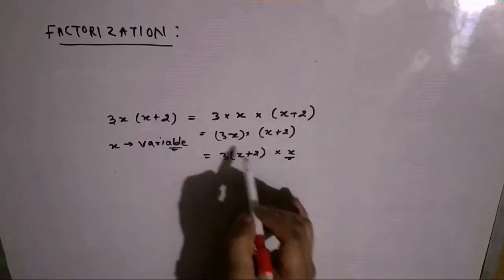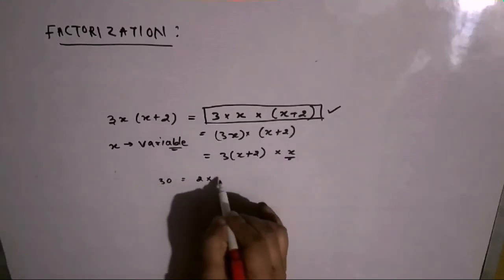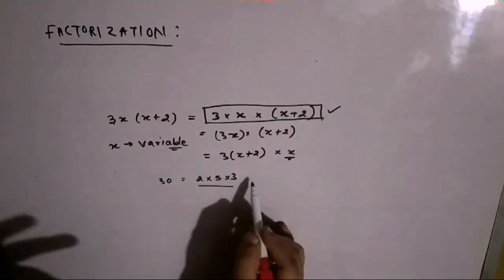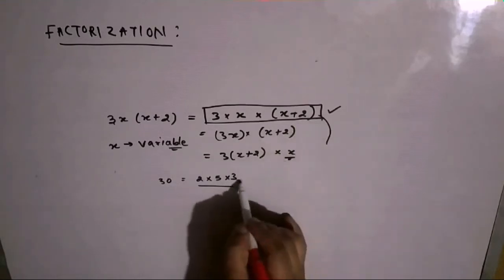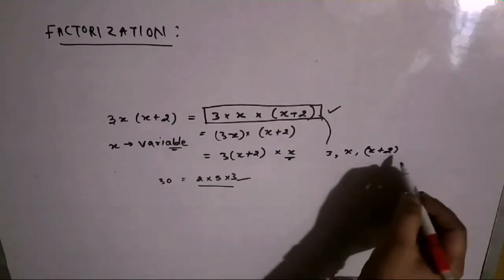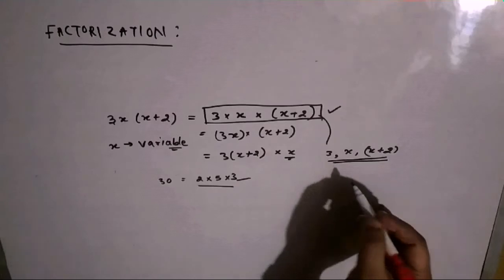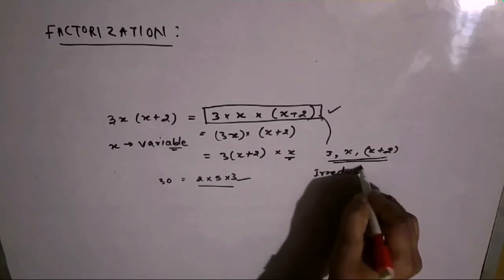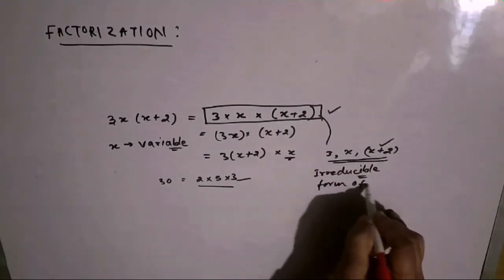So if I write 3x into x plus 2, it is something like 30 written as 2 into 5 into 3. Just as 2, 5, 3 cannot be subdivided further, likewise 3, x and x plus 2 cannot be subdivided further. So this is something like prime numbers, but 3, x and x plus 2 are not prime numbers. They are written in terms of x. These cannot be subdivided further, but it is represented in a different way and is called the irreducible form, because it cannot be reduced further. So these are the irreducible factors.